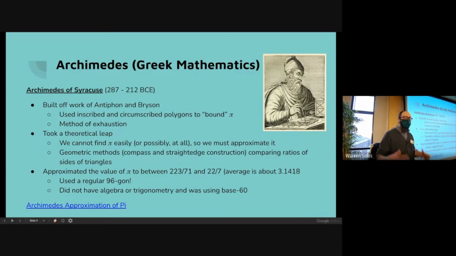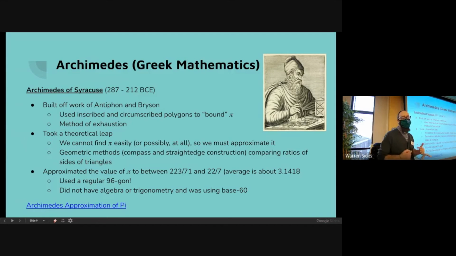So he used his same geometric methods. He literally used compass and straight edge, marking angles, understanding how triangles work for ratios, and said, okay, I can approximate pi to between 223/71 and 22/7. If you take the average of those two, it's 3.1418. And if that doesn't sound impressive, look at the next thing.